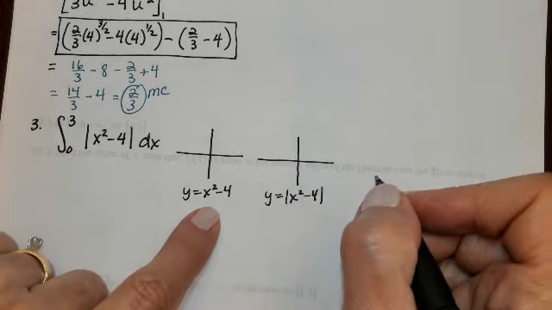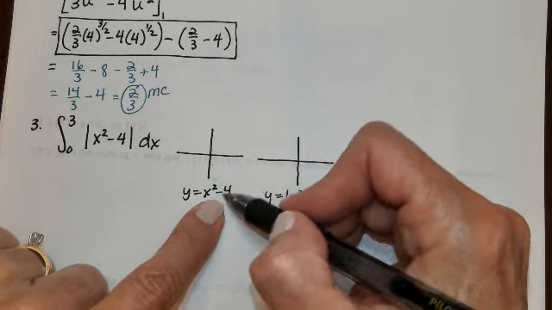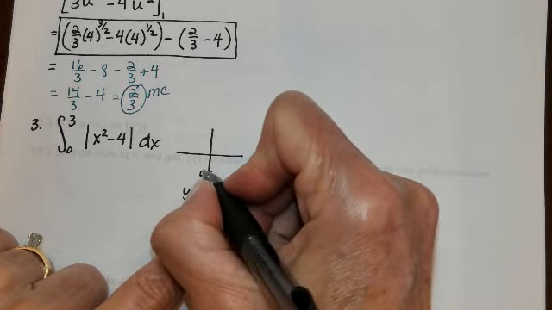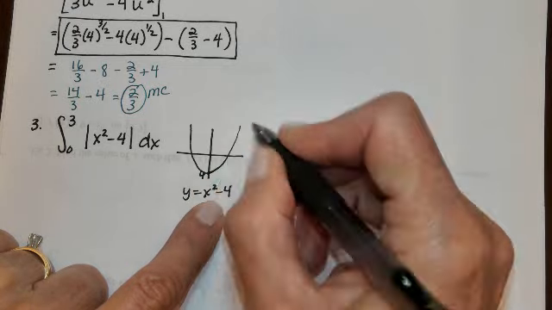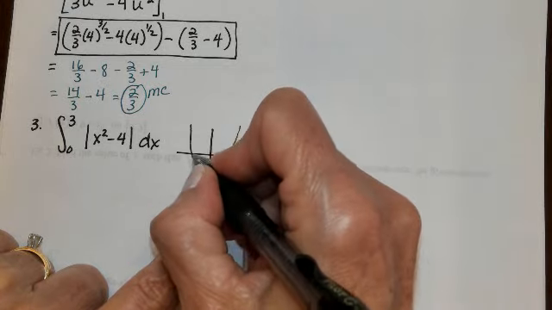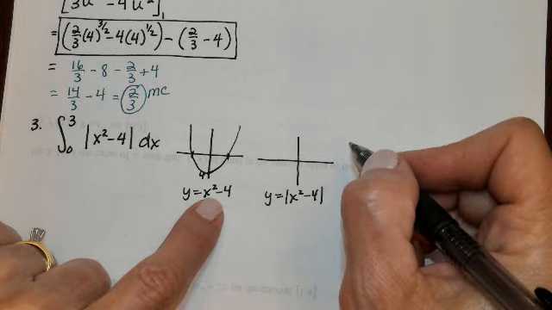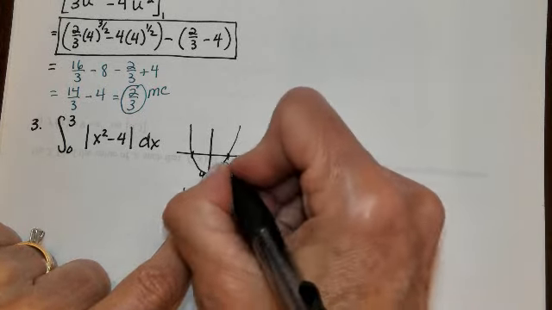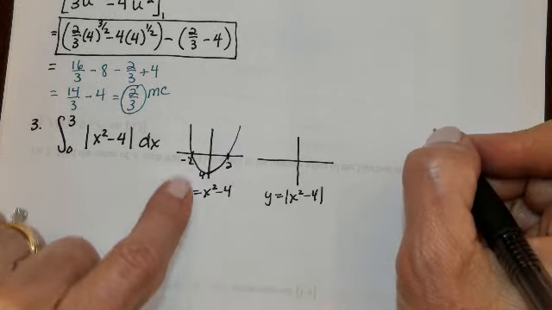Well, without the absolute values, this is a parabola pointing up, shifted down 4 units. What's this x value right here? And what's this x value right here? It would be the x value that makes y 0, so that needs to be a 2 and a negative 2, right? So that's this graph.